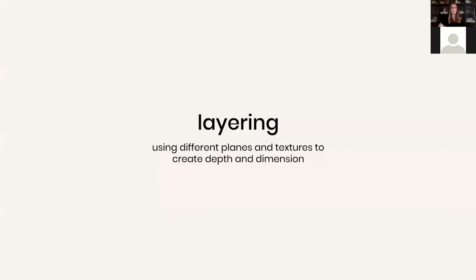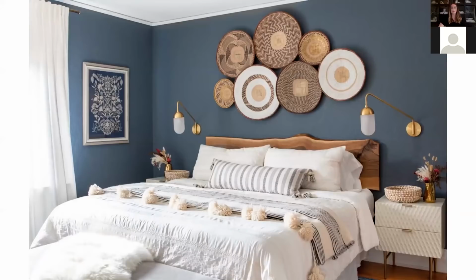And then lastly, layering. So we think about this a lot as well when designing. This can translate in a number of ways. Mainly and most obviously is probably layering textiles. So this can create a really luxe and cozy feel. There's also dimensional layering here.